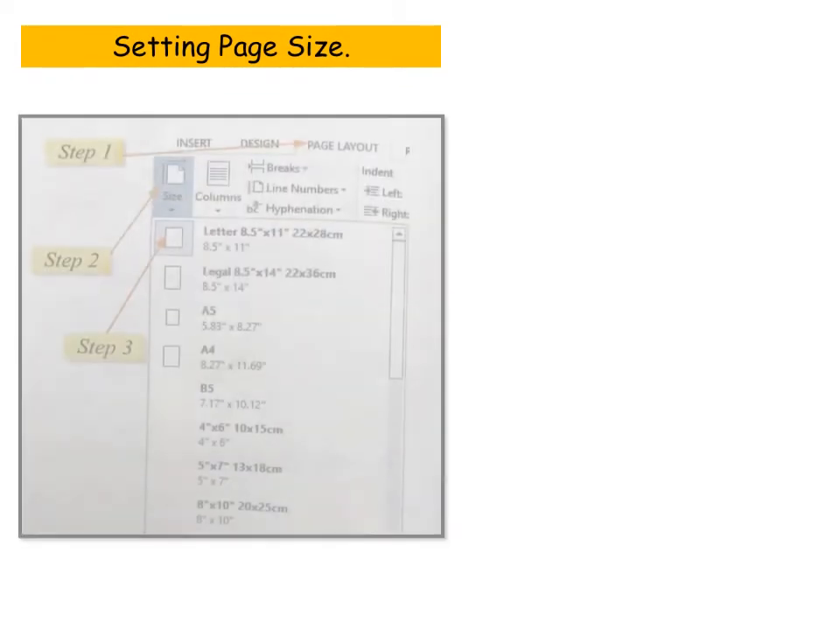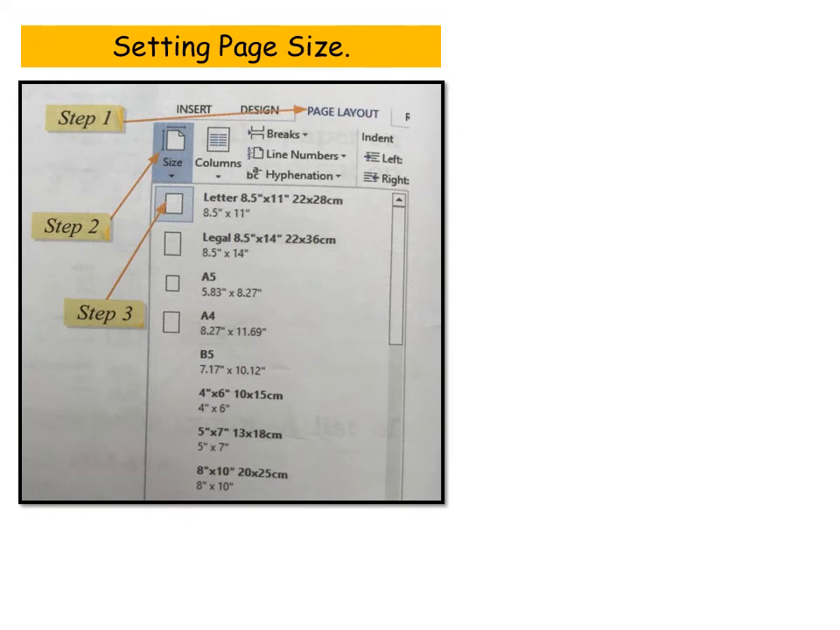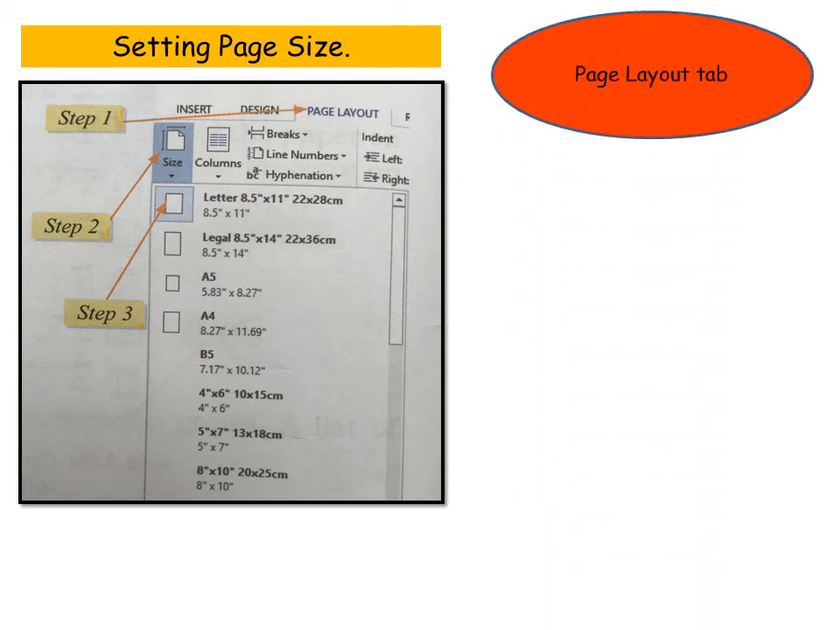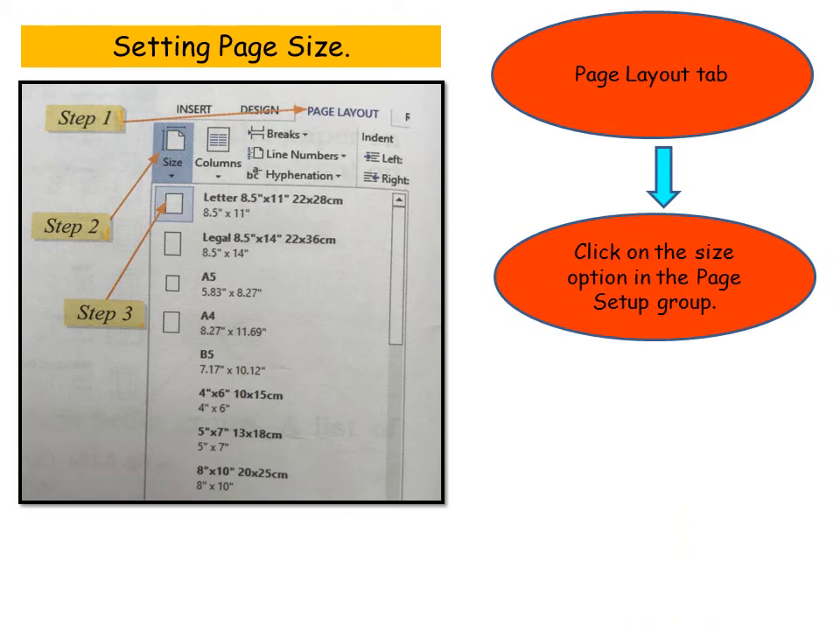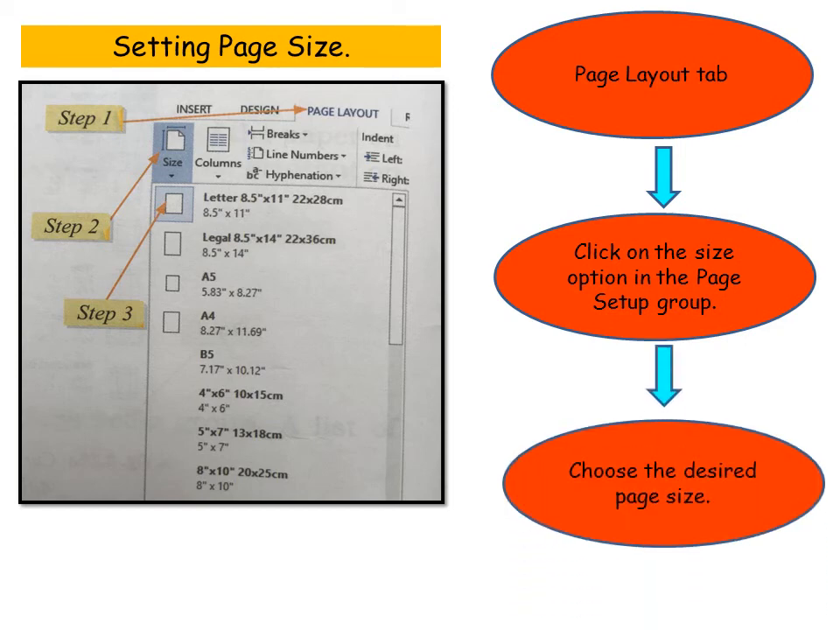Let's see how to set page size. Carefully look at the figure number 4.18 on page number 54. As shown in the picture, you all have to click on the Page Layout tab. Next, click on the Size option in the Page Setup group. Then choose the desired page size.